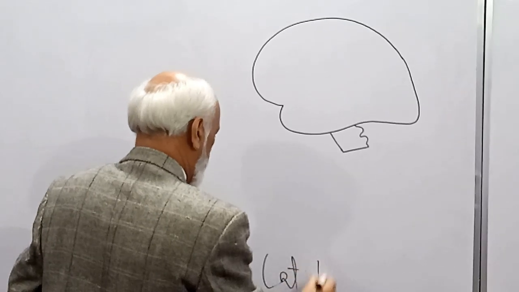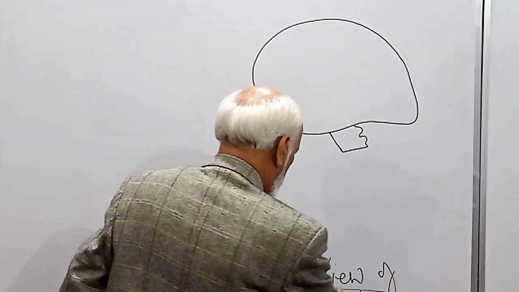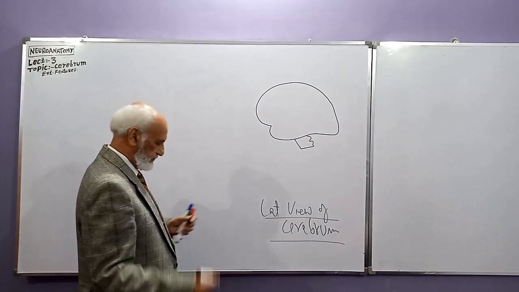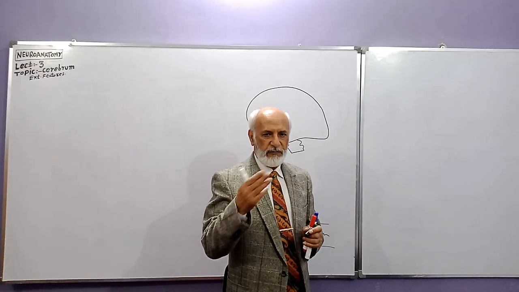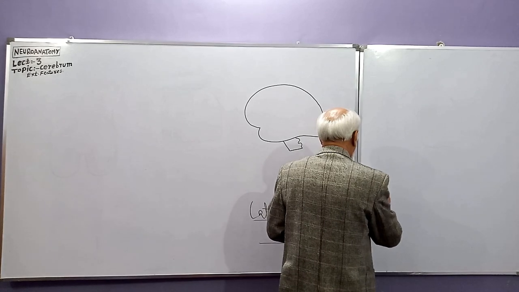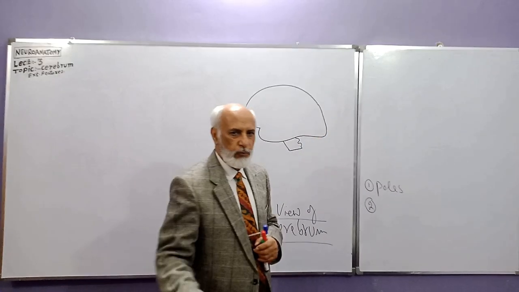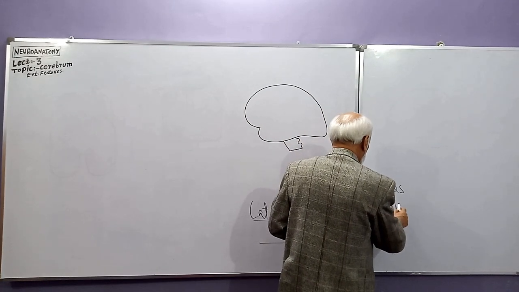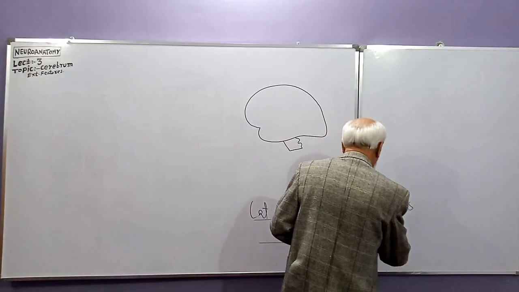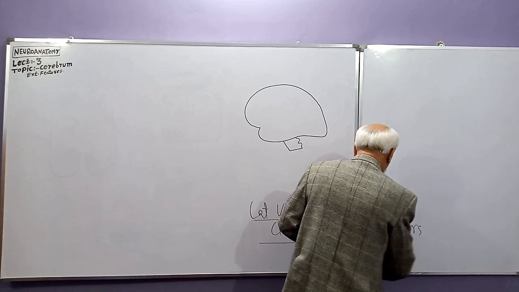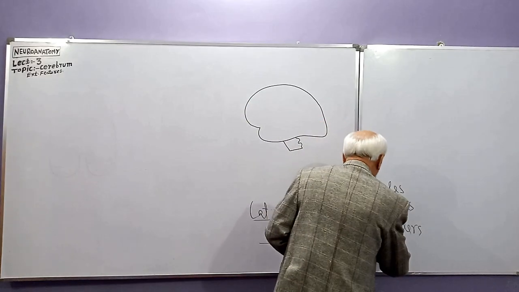This is lateral view of cerebrum. Now, each cerebral hemisphere has certain borders, certain surfaces, etc. Now, number one, poles. After finishing with the poles, we will discuss different surfaces of cerebrum. Then we will talk about different borders of the cerebrum. And each cerebral hemisphere is divided into lobes, so then we will talk about lobes of cerebrum.